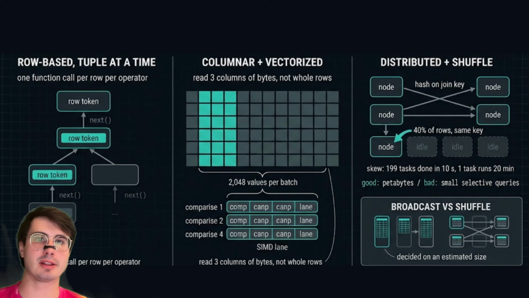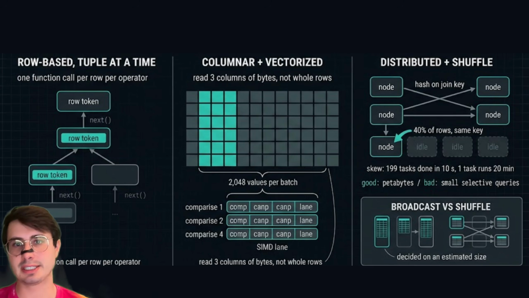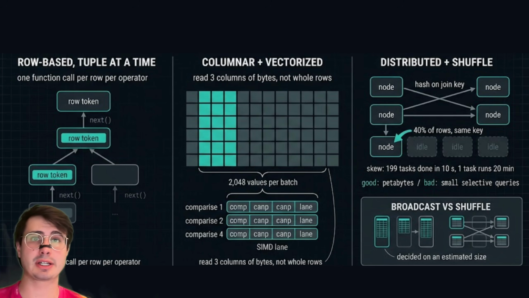And the third model is distributed with a shuffle. Spark, Trino, Snowflake at scale, BigQuery, where data lives on many machines, and a join needs matching keys on the same machine, so rows get hashed from the join key and then sent across the network. And that's a shuffle, and it's the dominant cost in almost every slow distributed query.